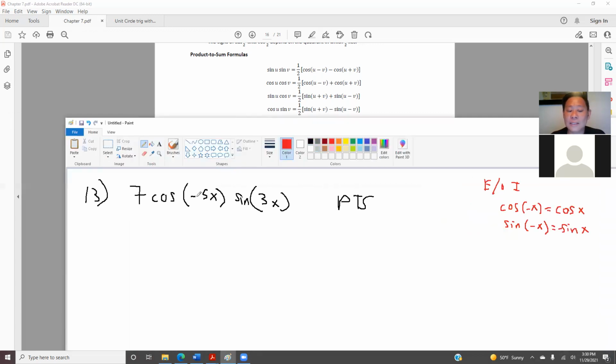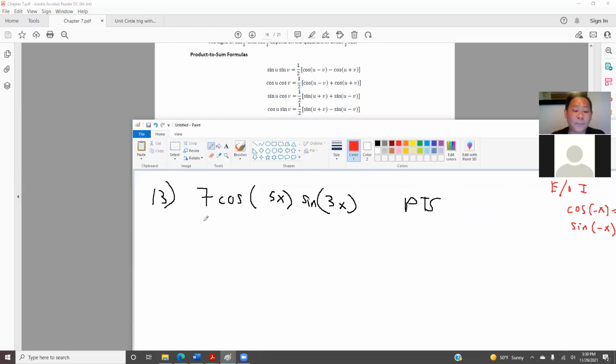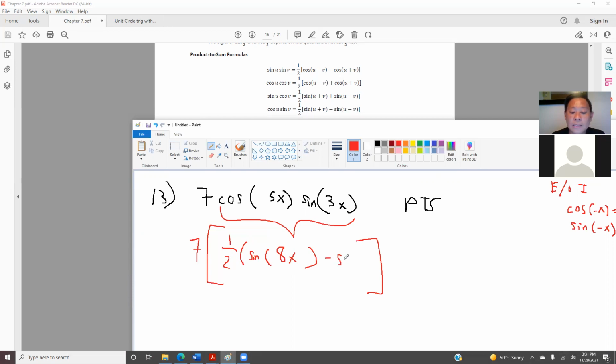Since you got the cosine of a negative, this fellow will disappear because the negative for cosine will be gone. So in this case, we will apply the formula to that. The 7 is still there. This 7 has nothing to do with the formula, only the cosine 5x and the sine 3x. So this will be 1/2 times sine of u plus v, means add this up, you got 8x, minus sine of u minus v. Again, this is u and this is v. Subtract this, you got 2x.